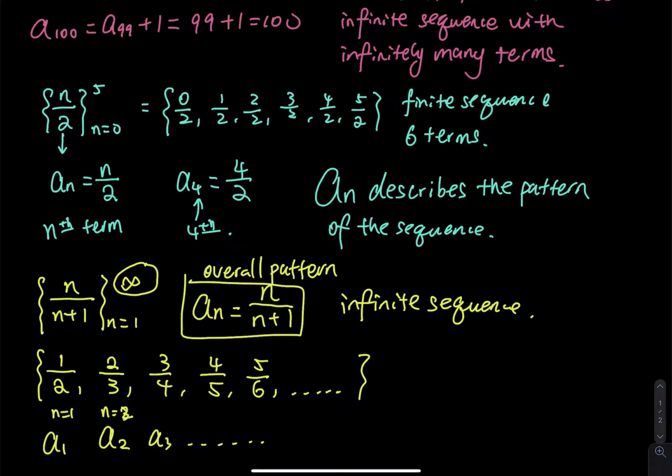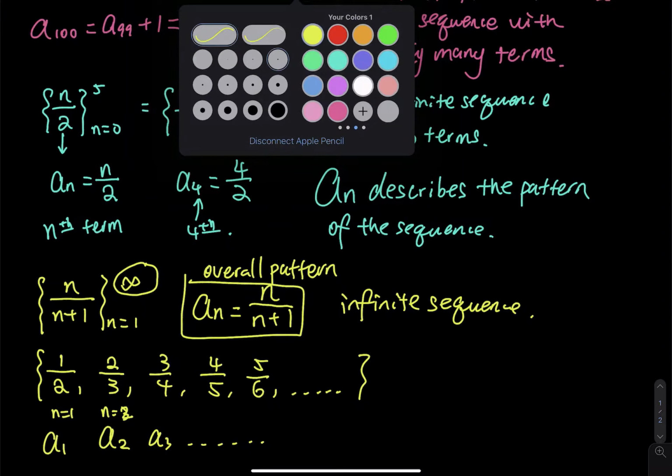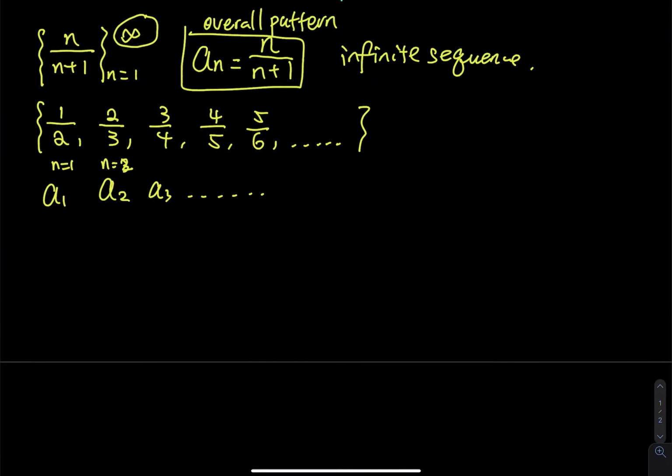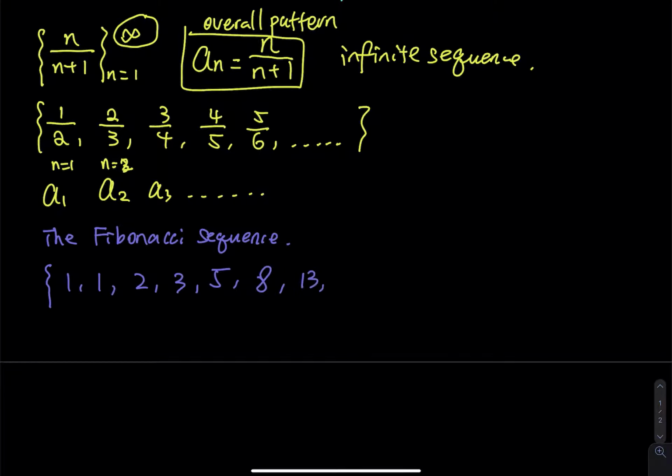So let's write this down. The Fibonacci sequence. It is called the Fibonacci sequence because it was invented by a mathematician called Leonardo Fibonacci. All right, so what is the Fibonacci sequence? Here is Fibonacci: 1, 1, 2, 3, 5, 8, 13, 21, and then we keep on going.